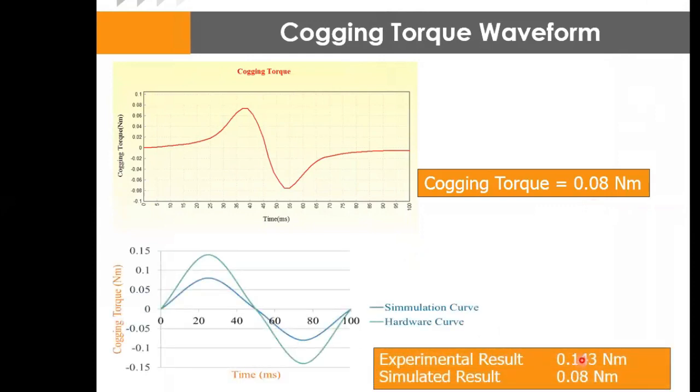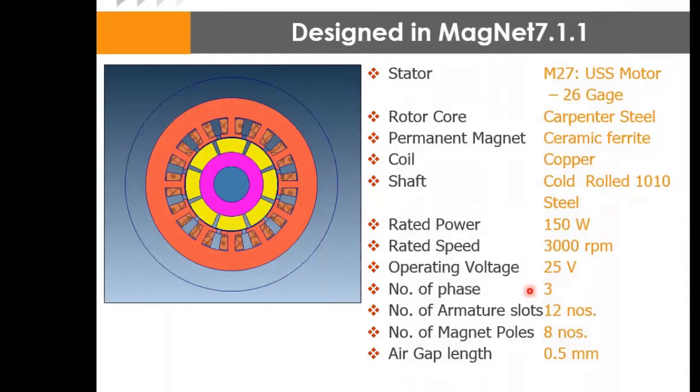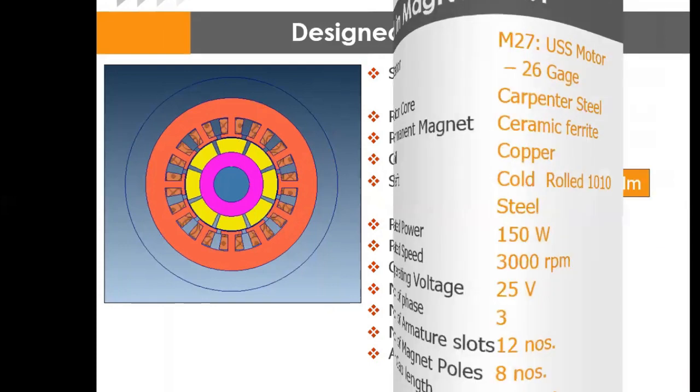So the experimentation result was 0.1, whereas the simulated result is 0.08. This is because the materials which we have used are not exactly the materials used in the motor, as well as the cogging torque which we have measured is by test bench methodology only. It is a very old method to measure it. So we have used that method itself and we have checked it. Okay, so somehow it is relating with that.